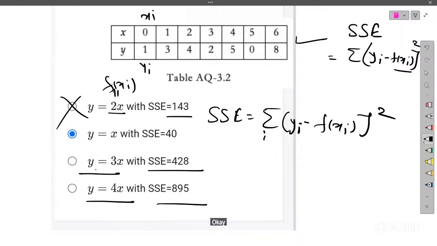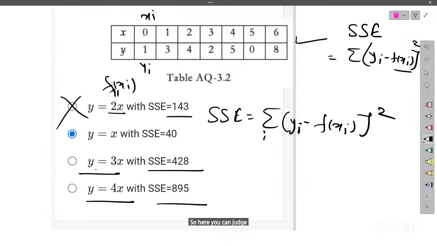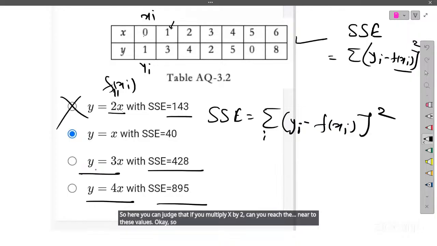Okay, ma'am. You have to start from the smaller one, no? Yeah, you can start from the smaller one, or you have to judge based on your data points. So see here what is happening, x is multiplied by 2, here x is multiplied by 3, x is multiplied by 4. So here you can judge that if you multiply x by 2, can you reach near to these values? Okay, so if you multiply by 2, you will get 2, 2 is closer to 3. Here if you multiply it by 2, you will get 4, closer to 4.